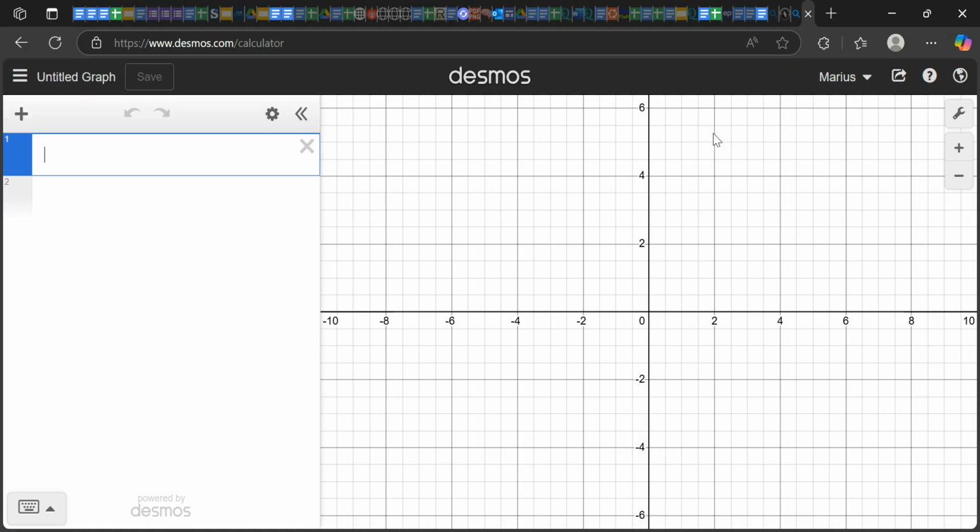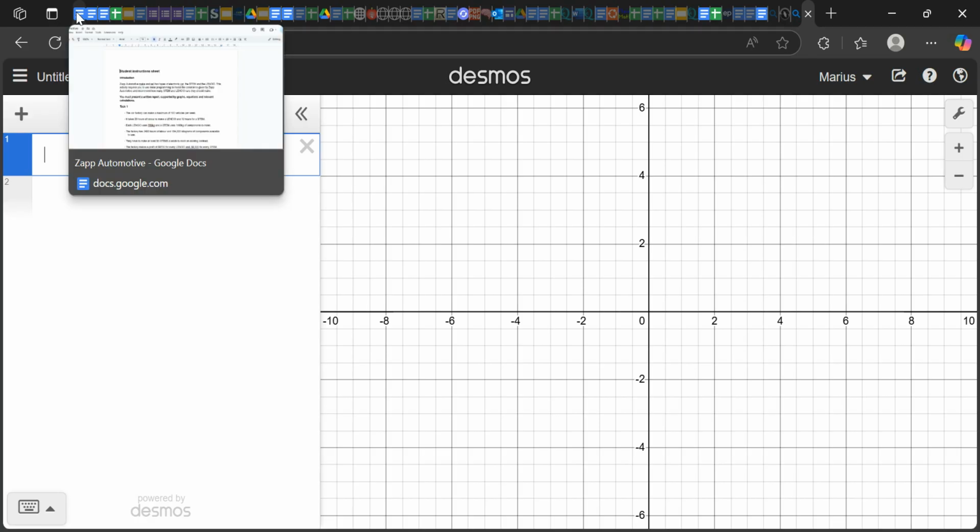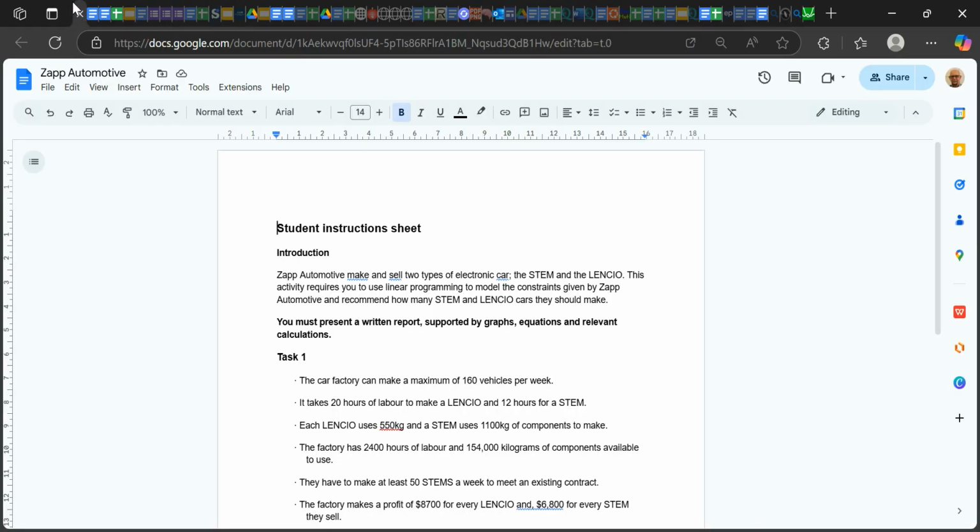So let's go back to the assessment. I'll put the assessment next to this. All right. So Zap Automotive make and sell two types of electronic car, the STEM and the Lencio. This activity requires you to use linear programming to model the constraints given by Zap Automotive and recommend how many STEM and Lencio cars they should make. Okay.